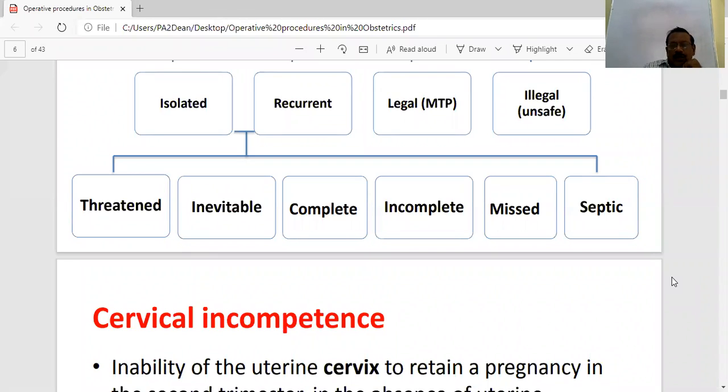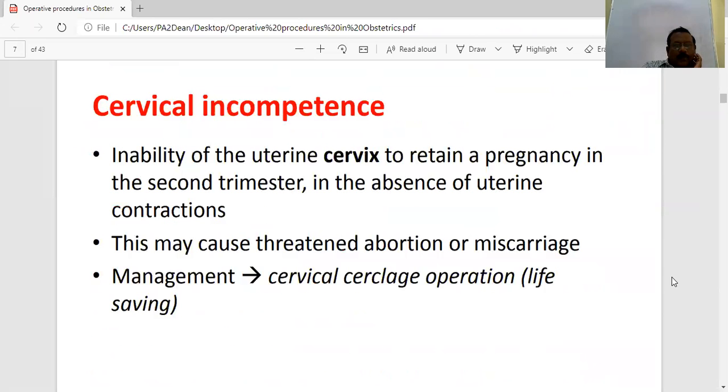Septic abortion: here the patient comes with a history of pregnancy and a history of induction, and when it gets infected, it's called a septic abortion. The patient complains of foul smelling discharge per vagina. And coming to cervical incompetence, it is the inability of the uterine cervix to retain a pregnancy in the second trimester.